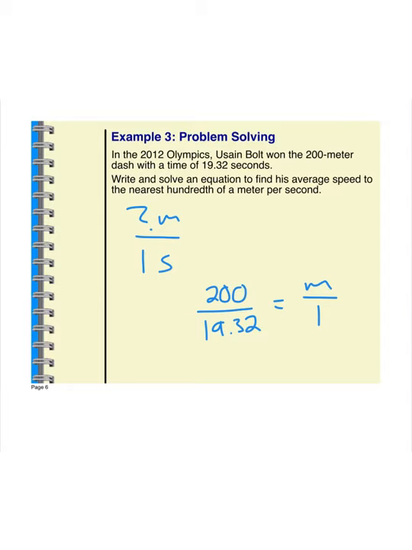All right, so now I'm going to do that division operation, and 200 divided by 19.32 is 10.35. So then I have 10.35 equals m. What is his average speed? It is 10 and 35 hundredths meters per second.